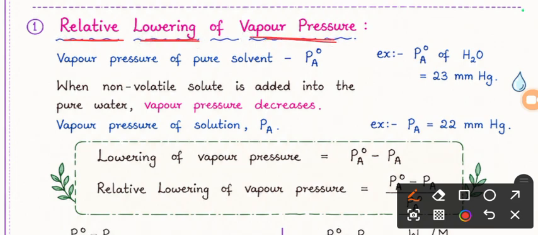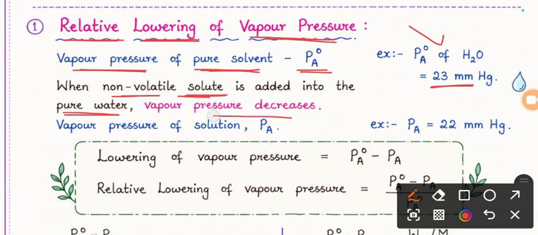First of all, remember the vapor pressure of pure solvent is represented by P naught A. For example, the vapor pressure of pure water is 23 mm of Hg. When you add any non-volatile solute, for example salt or sugar, into the pure solvent, the vapor pressure is going to decrease. That is lowering of vapor pressure.